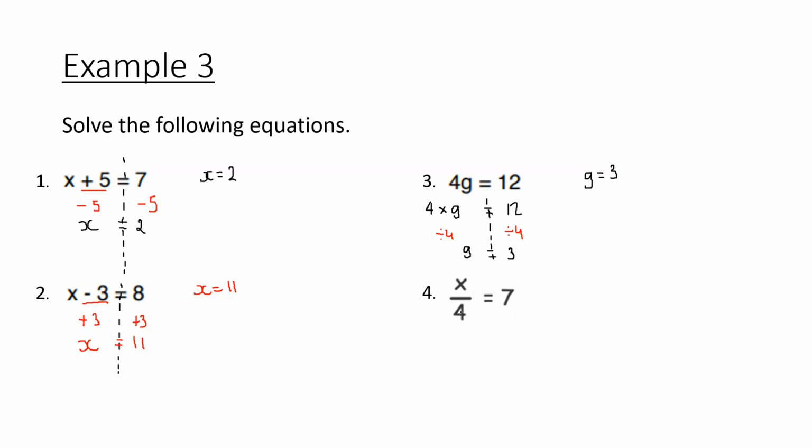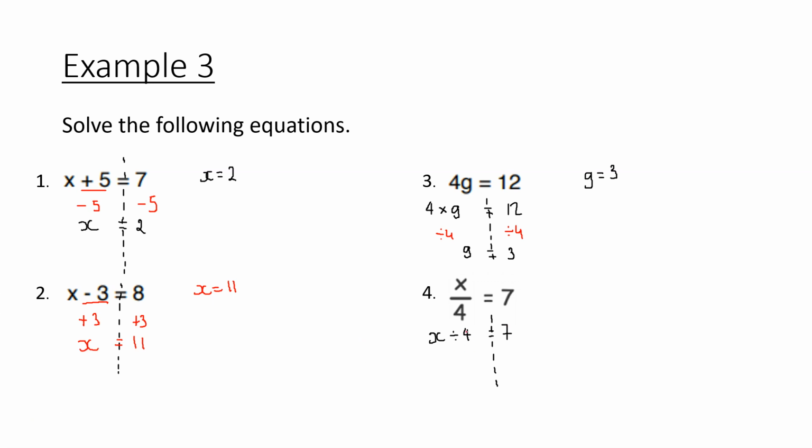Now, this one, x divided by 4 is equal to 7. So remember, another way of writing this one out would have been x divided by 4 is equal to 7. We draw our roadmap, and then we have to get rid of that 4.